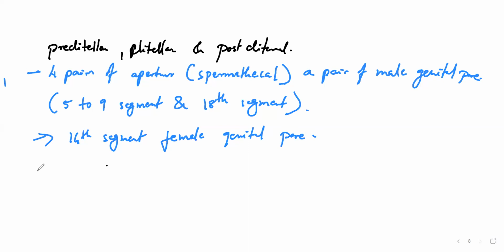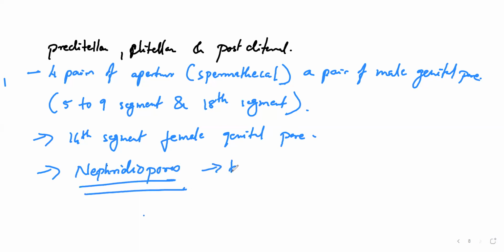Earthworms have many pores on the surface of their body. These many pores on the surface of the body are called nephridiopores. What are nephridiopores? The tiny pores present on the body. That's what is called nephridiopores.